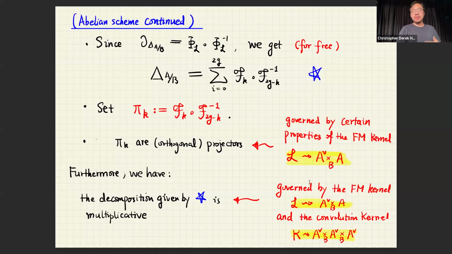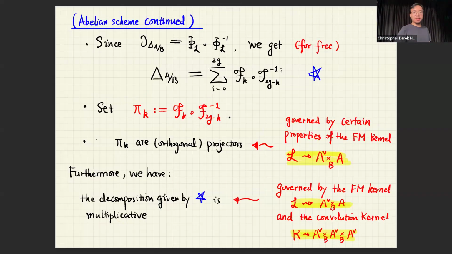Then you need to do some work concerning the properties of this Poincaré line bundle to show that they actually form orthogonal projectors. So the upshot is that once you have the Fourier-Mukai transform, you automatically get a decomposition of the diagonal. But of course, you need to do more extra work to show that this actually gives you the right thing.